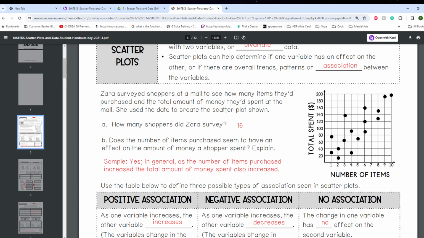It's shoppers. Does the number of items purchased seem to have an effect on the amount of money the shopper spent? Explain. Well, you've already learned a little bit about data that has a positive or negative association. So you could say, yes, this kind of looks like it has a positive slope, positive, remember? So yes, it has a positive association. So yes, it has a positive effect.